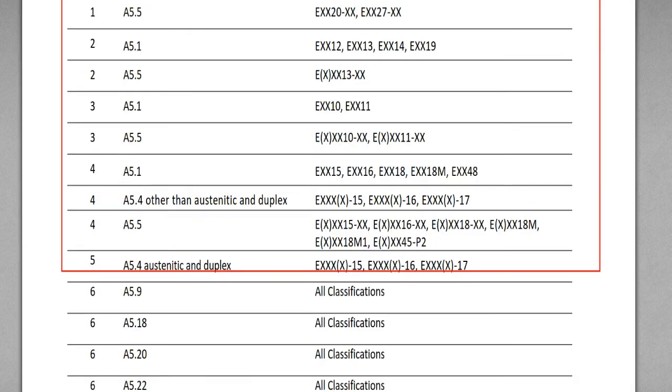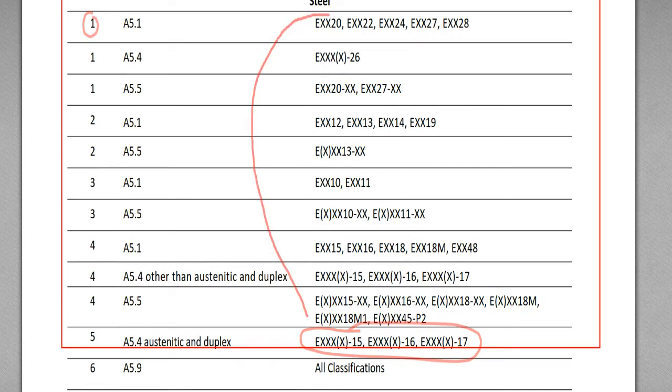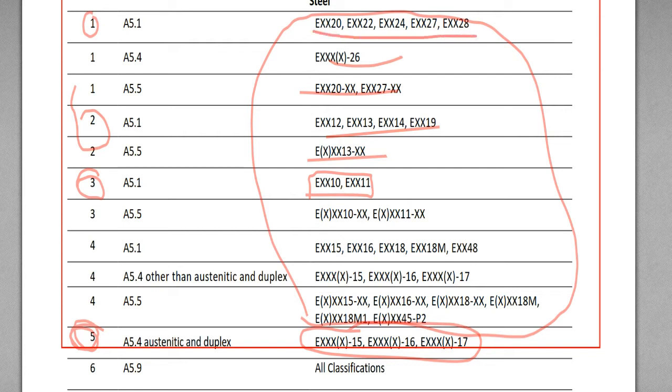So for example, if you use F number 5, EXXX 15, XXX 16, XXX 17, if you use those filler metals, then you can use all of these filler metals. If you use this number 5 filler metal, and if you use number 3, this one, 2 is existing, number 3 filler metal here, then you can use this, and these filler metals. Not here. You cannot go upward, higher F number.